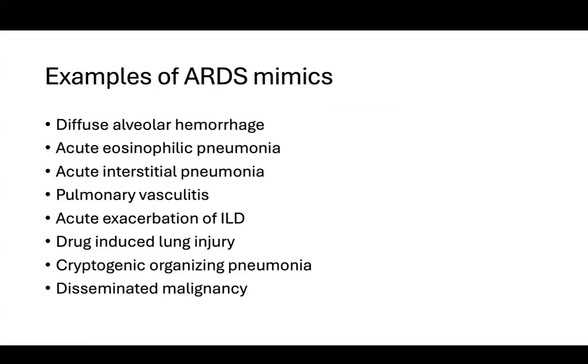Let's look at some examples of ARDS mimics. It's going to be a very exhaustive list. You have diffuse DAH, acute eosinophilic pneumonia, acute interstitial pneumonia, pulmonary vasculitis, acute exacerbation of ILD, drug-induced lung injury, cryptogenic organizing pneumonia, and disseminated malignancy.